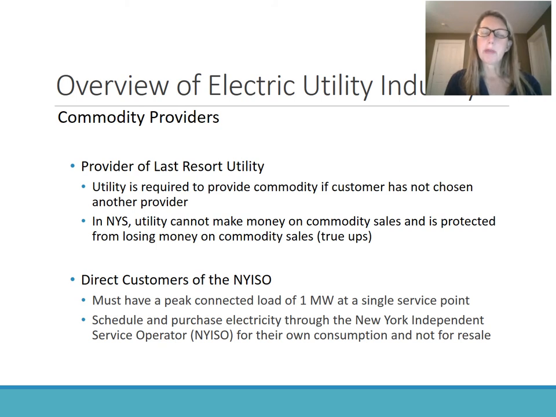Some additional commodity providers. I mentioned earlier that the utilities are the providers of last resort. So the utility is required to provide commodity if a customer has not chosen another provider. We're the provider of last resort. In New York State, a utility cannot make money on commodity sales and is protected from losing money on commodity sales. So each New York State utility has a commodity true-up where we reconcile actual commodity expense and actual commodity revenue. We don't make money and we don't lose money on the commodity.